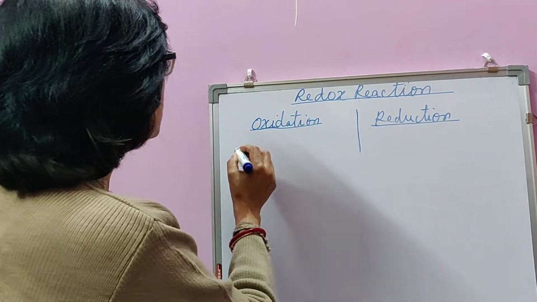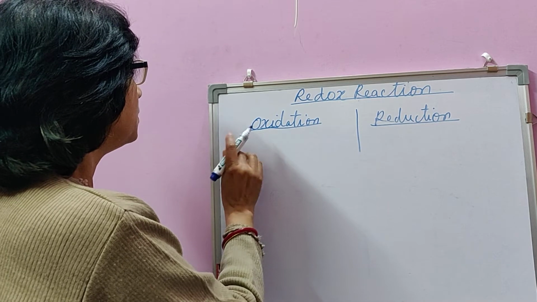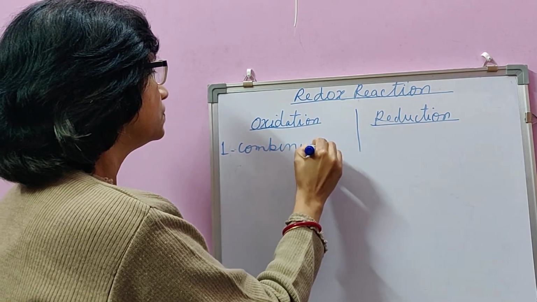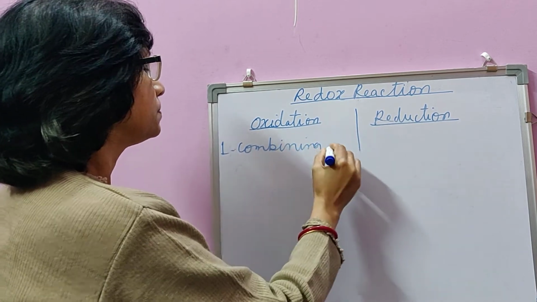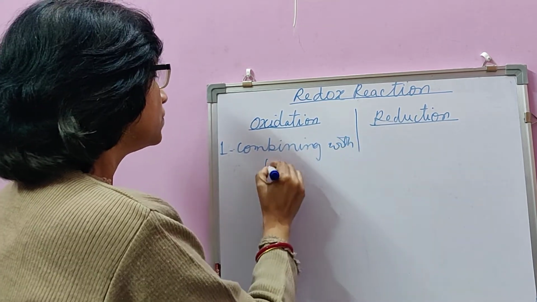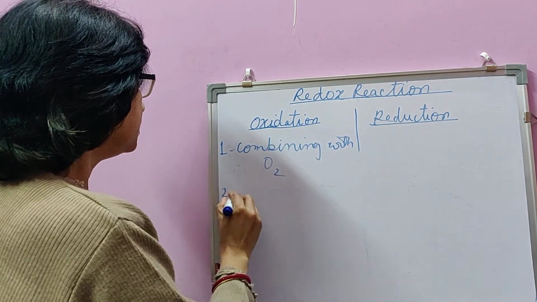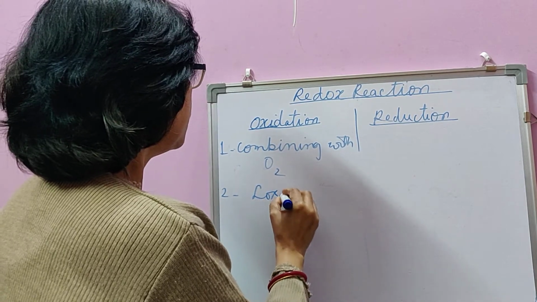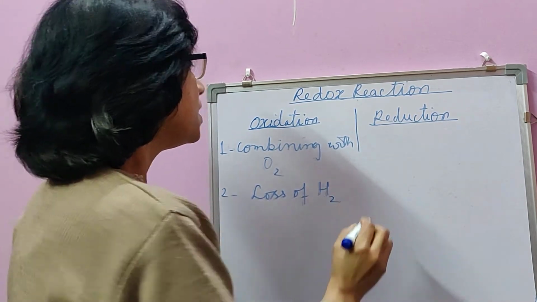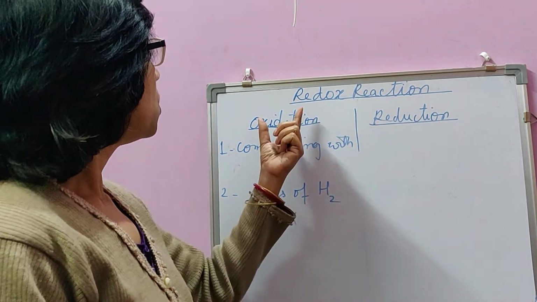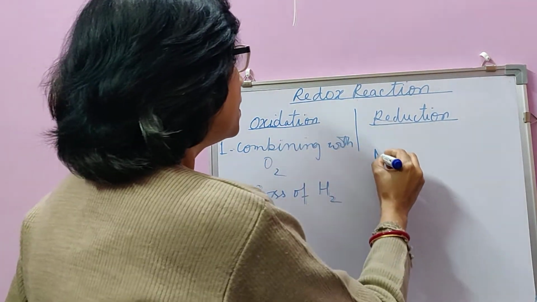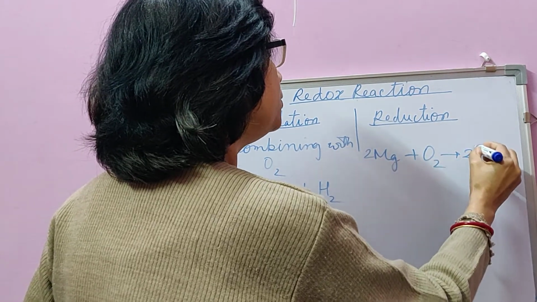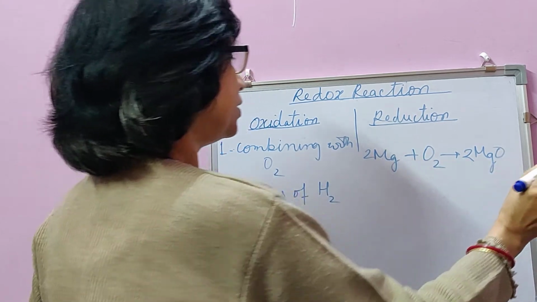But oxidation is not all about combining with oxygen. There is one more thing, and that is separation or loss of hydrogen from a substance is also said to be oxidation. For example, Mg plus O2 giving 2MgO is an oxidation reaction.